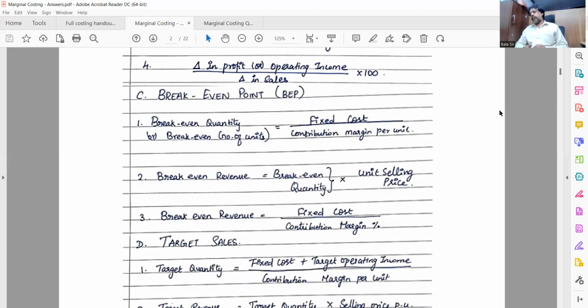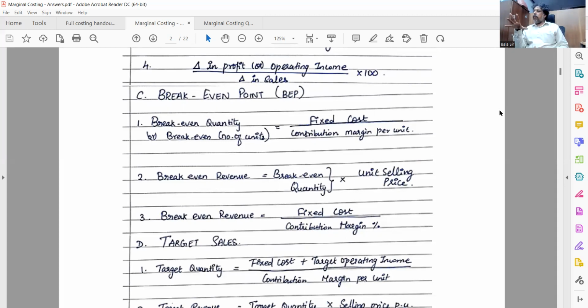Next, break-even revenue is equal to break-even quantity into unit selling price. Whenever you have the break-even quantity already calculated, multiply the break-even number of units into the selling price. You got to sell 250 units at rupees 200 per unit. Now, how much will you get? 50,000 rupees. That is the break-even sales. You have to sell at least 50,000 rupees worth of goods.